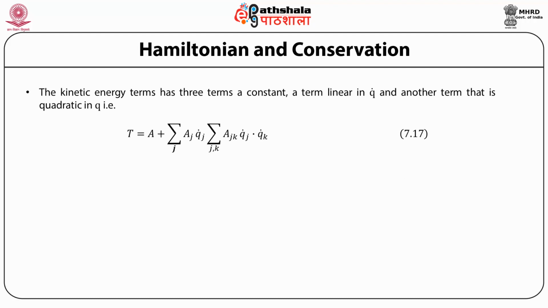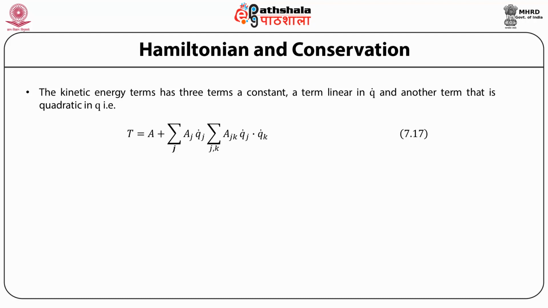Now, this kinetic energy term, when the square is expanded, has three terms. One term is constant. It doesn't depend on generalized coordinates. The other term is quadratic in the generalized velocities. And the third term is linear in the generalized velocity.